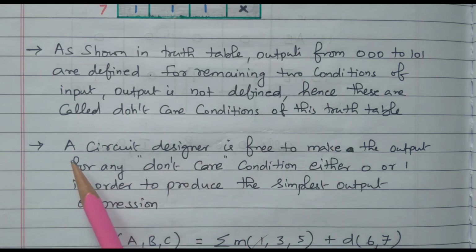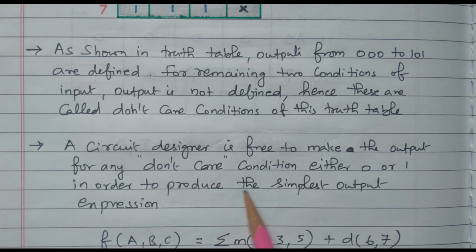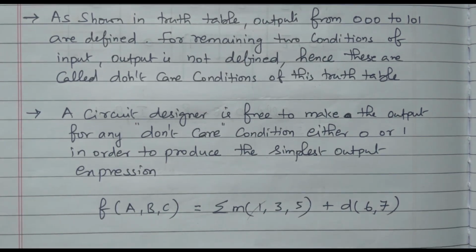So what we need to do while plotting the K-map or going for the circuit design: a circuit designer is free to make the output for any don't care condition either 0 or 1 in order to produce the simplest output expression. According to the requirement, the designer can take the don't care condition as either 0 or 1. So how do we make the expression?